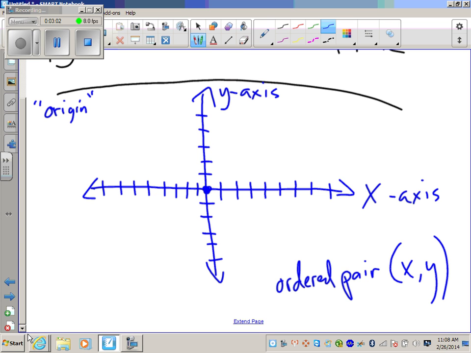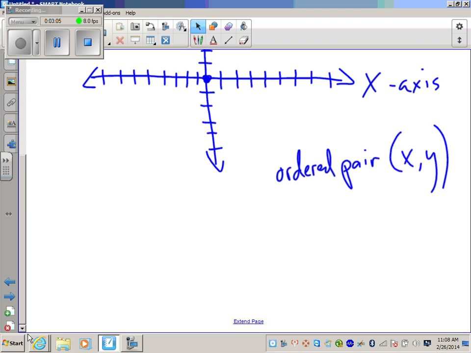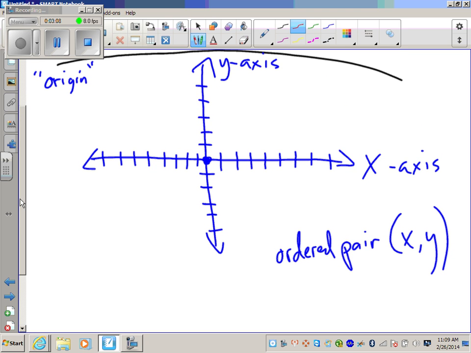So if I gave you the ordered pair (2, -1), and I wanted you to put an A there, I would start at my origin. I would go to 2 on my x-axis, which is where? There. From the 2, I would go where? Down 1 to -1, and I'd put my point right here and label it A. I go to x first, which was 2. Then from there, I will go to my y, which was my -1.